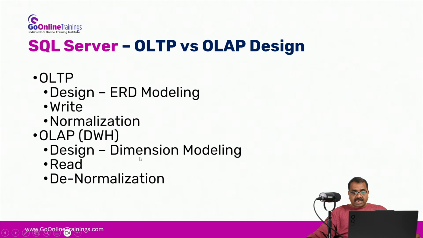For OLAP data warehousing, the design uses dimension modeling. This is the technique data architects use. Here the design has to concentrate on reading being very fast. That is the reason the data of 100 tables will be dumped and created within fewer tables. If you have 100 tables there, in OLAP you will have only 20-30 tables. So fewer tables means fewer joins, and fewer joins means you can easily read the data. Within less time you can read a huge amount of data.